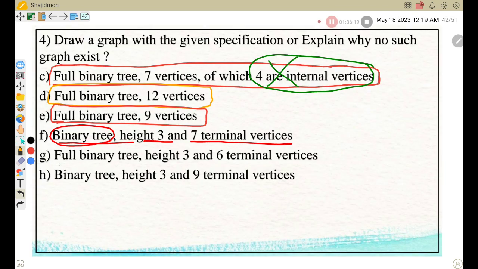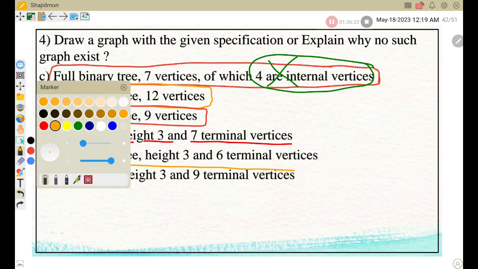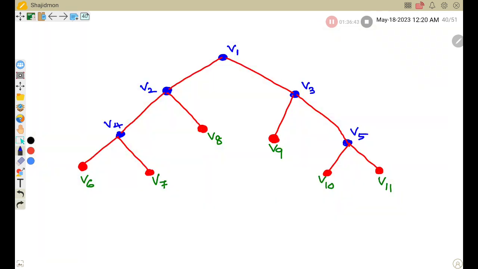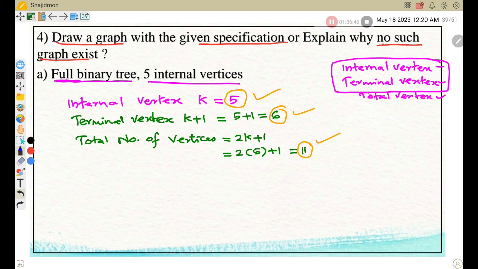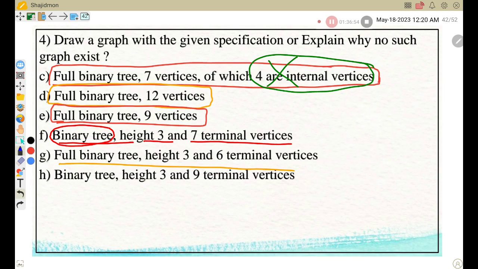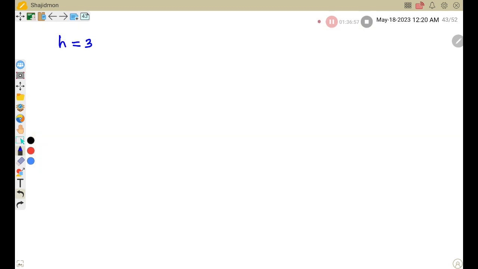Now question number G. We need to draw a full binary tree, height 3 and 6 internal vertices. Okay, so we need to draw this graph. This graph is already the same as number A, whatever we did before. Full binary tree, height equal to 3, and 6 terminal vertices, correct?